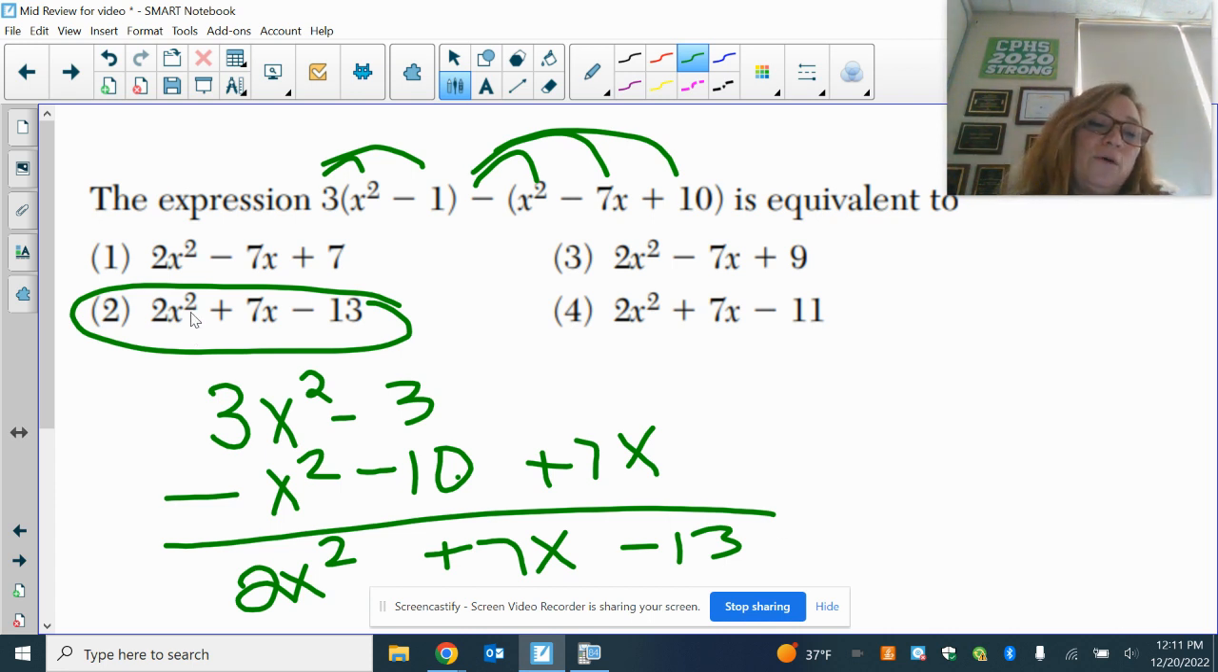This is a polynomial of 3 terms called a trinomial. Leading coefficient is 2. Power is 2. Linear term is 7x. Linear coefficient is 7. Constant term is negative 13. Vocabulary. It's not hard.